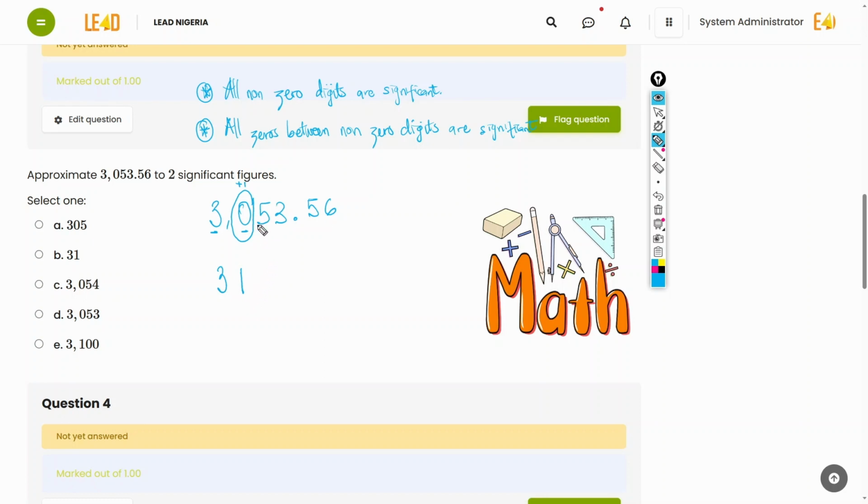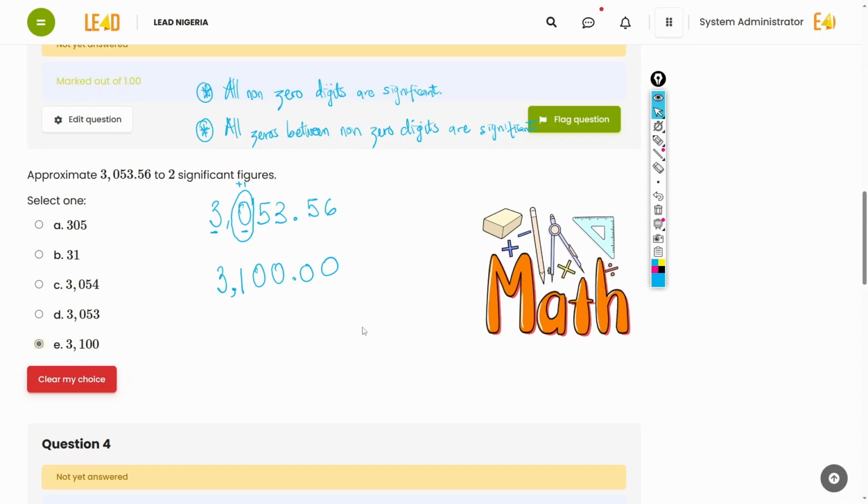And then what happens to everything else? 0, 0, 0, 0. So, change everything to 0. So the answer is 3,100. That's E. 3,100.